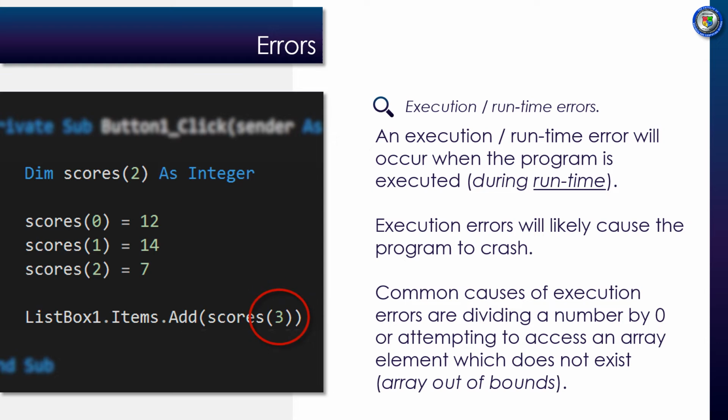Here's an example. Our array has 3 elements, with an index of 0, 1 and 2. In our example here, we are trying to access index 3 or element 3, which does not exist. This would cause an execution or runtime error.